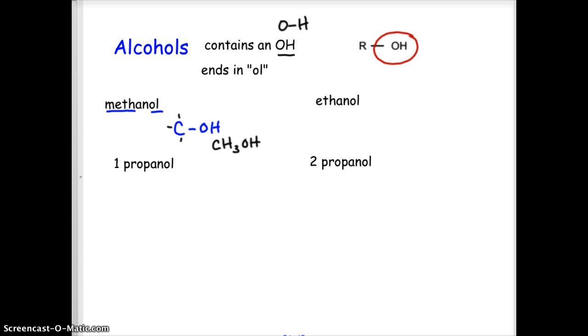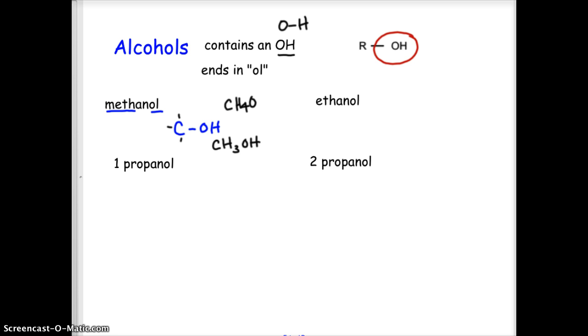Now, would it also be correct to write CH4O? And yes, it's just not as informative for the organic chemist. So typically that OH is written as a group together for alcohols.